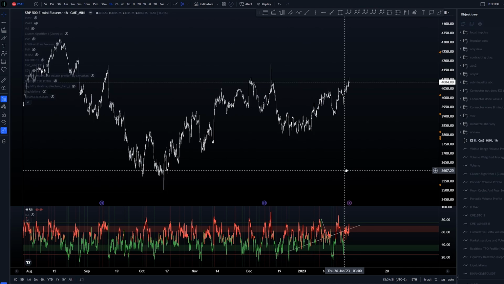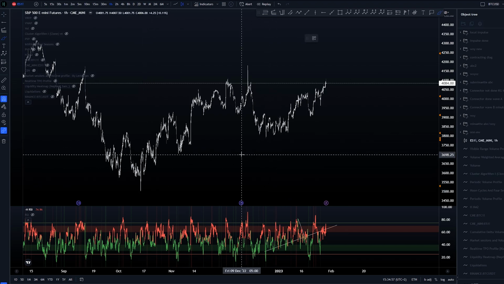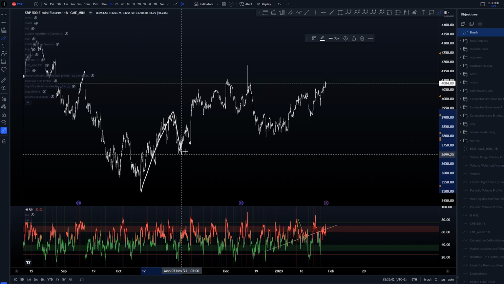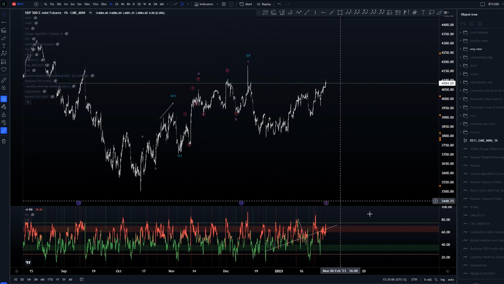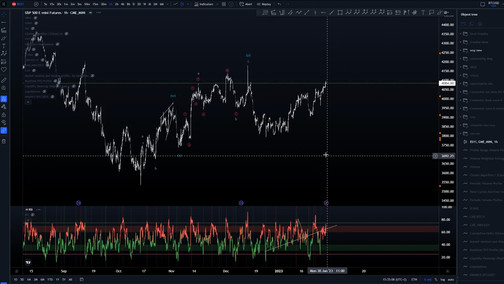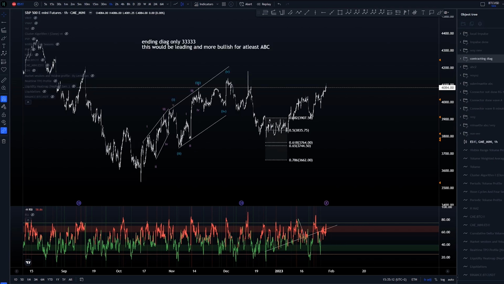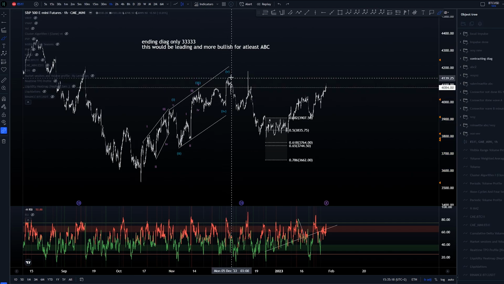Starting here on the 1 hour time frame, we've had this structure from the October 13th lows for quite some time. Again, the idea was that we could have had this as an A, B and C, creating a structure like this, or WXY. Or we could be having this as basically a leading diagonal, a 1, 2, 3, 4, 5. This is the bullish case.